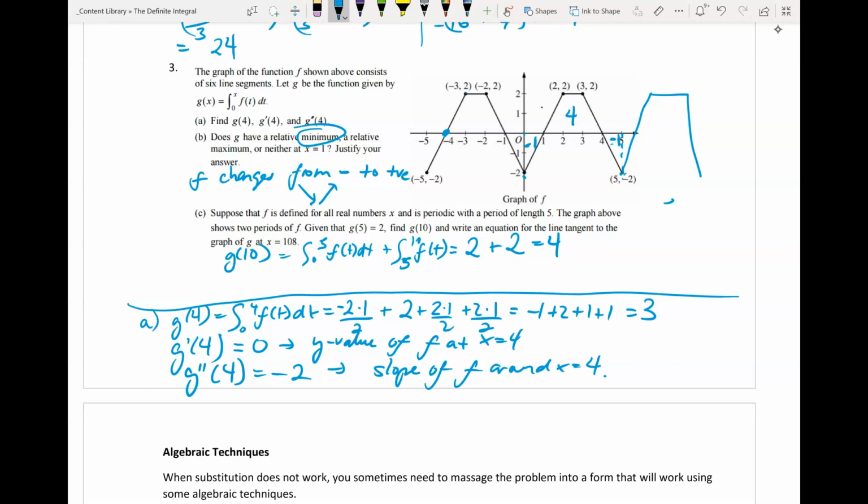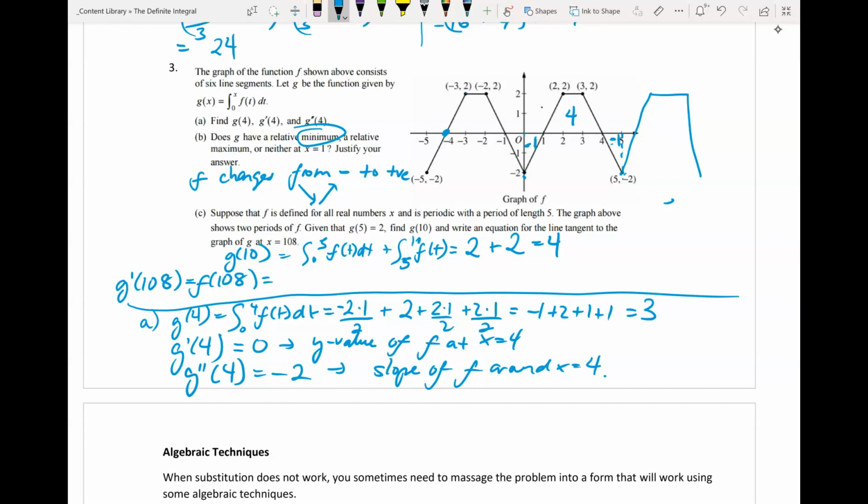Moving on to the second part of this question, write an equation for the tangent line to the graph of g at x equals 108. Okay, so there's a few things we need. We need the y value of this, and we also need to find this slope to create this equation. So maybe let's just find the slope first. We're trying to find g prime of 108. We also know that this is f of 108.